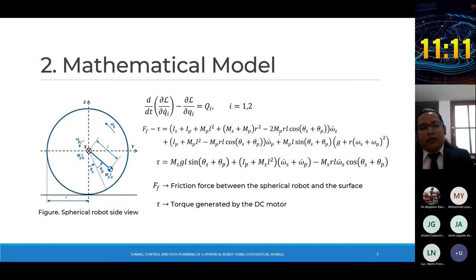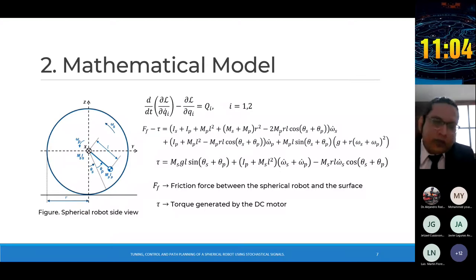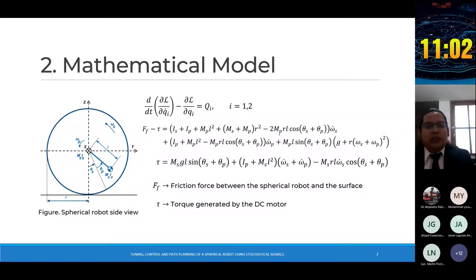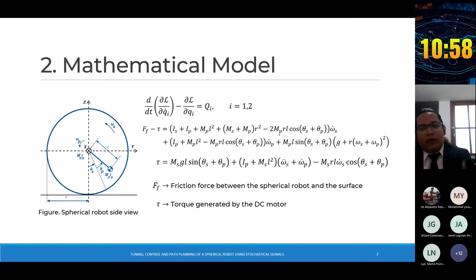So when we obtain the Lagrange equation, we are considering two generalized coordinates that are both angles of the system. So we have theta s and theta p, and when we expand this equation, we obtain these two equations that are shown.